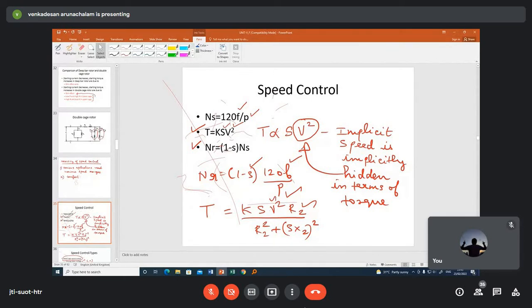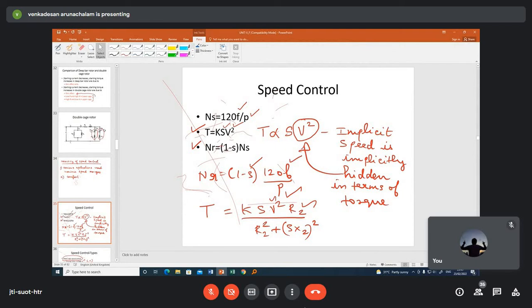And the third equation is rotor speed equation. That is nothing but 1 minus S into Ns. The rotor speed can be varied by changing the slip. So the speed can be varied by changing the slip also.